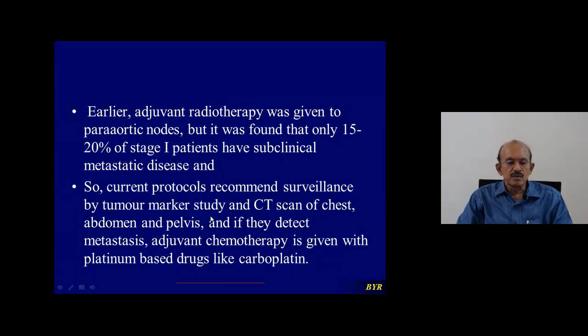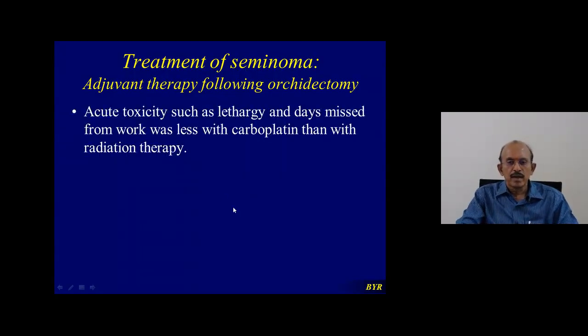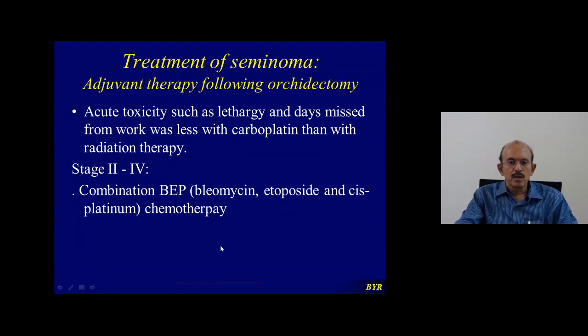surveillance. Surveillance means you watch the patient by regular tumor marker study once every 3 months and CT scan of the chest, abdomen, and pelvis. And if they detect metastasis, then adjuvant chemotherapy is given with platinum-based drugs like carboplatin. Acute toxicity such as lethargy and days missed from work was less with carboplatin than with radiation therapy. For stage 2 to stage 4 disease, combination chemotherapy with bleomycin, etoposide, and cisplatin is given.